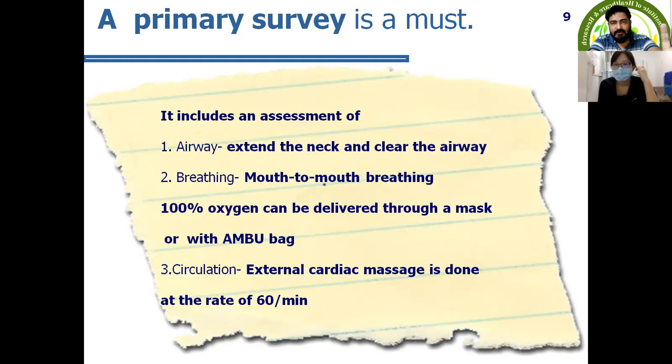These are for emergencies, in case something happens before referring, so you can manage, at least till medical help is there. It includes an assessment of the airway, extending the neck and clearing the airway, then breathing, mouth-to-mouth breathing. 100% oxygen can be delivered through a mask or ambu bag. So an ambu bag or at least a mask should be there so that you can give artificial breathing. Then for circulation, cardiac massage is done at the rate of 60 per minute.